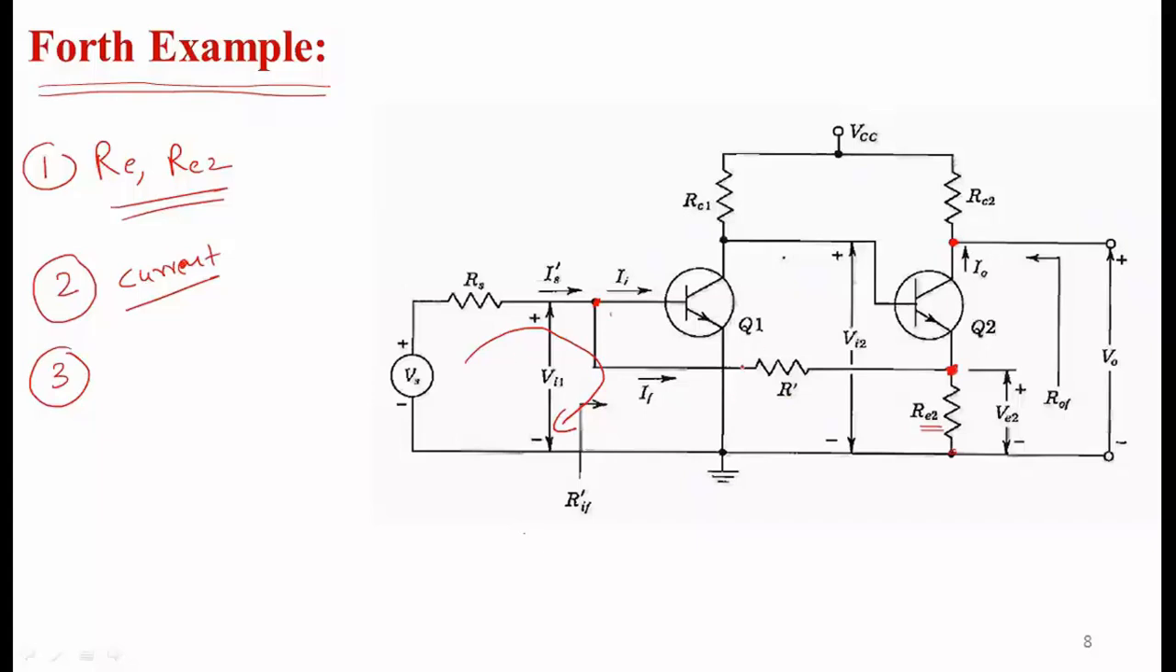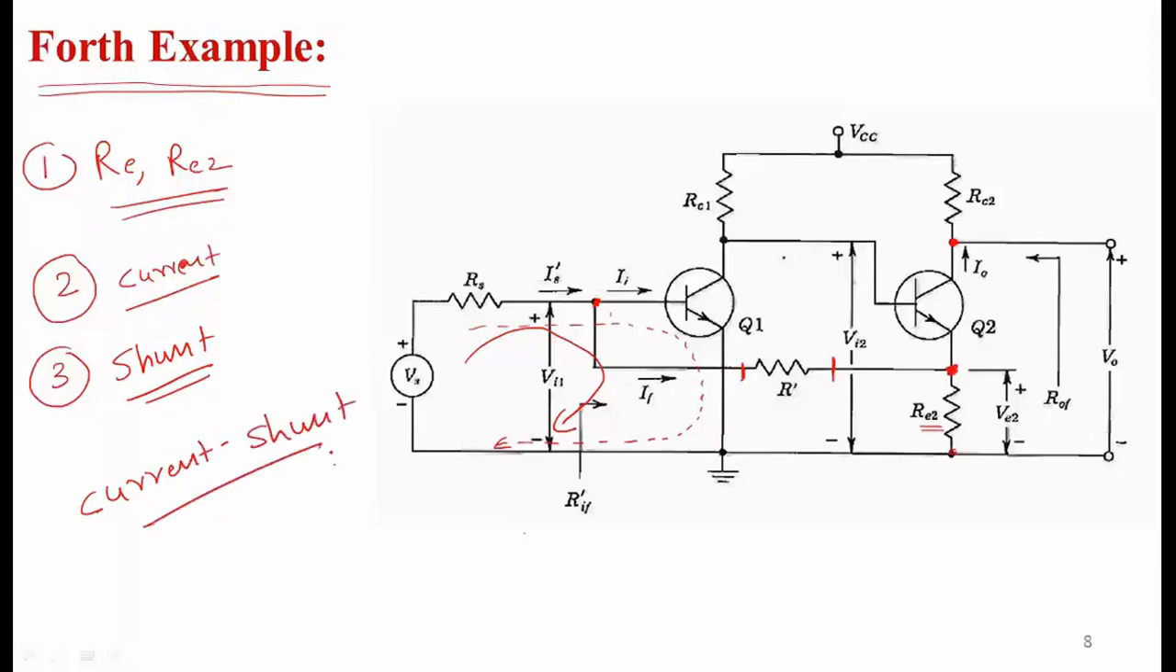We know that R dash is the feedback component and RE2 is also the feedback component. Let's draw the circuit for the input. So this is the input circuit. Here we can see that only one terminal is present in the input circuit. So we can say that this is the shunt type of connection at the input side. Hence, this is a current shunt type of circuit.